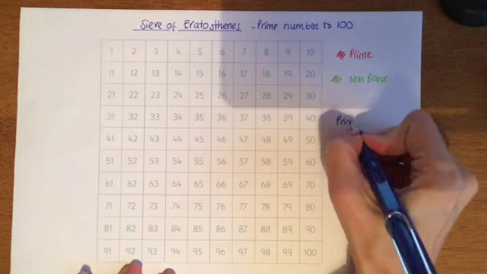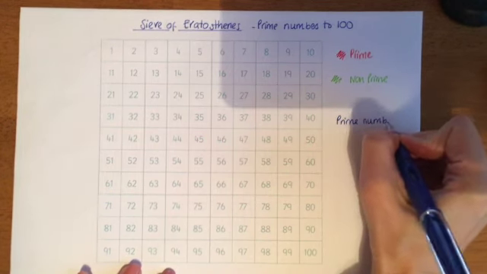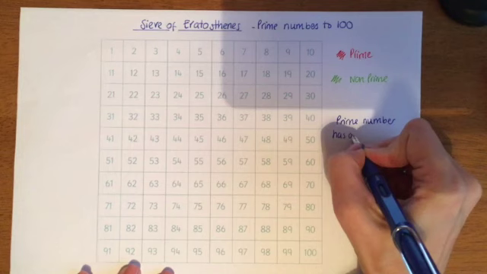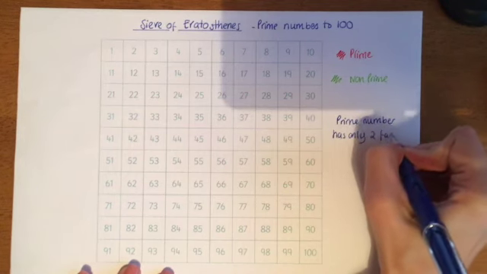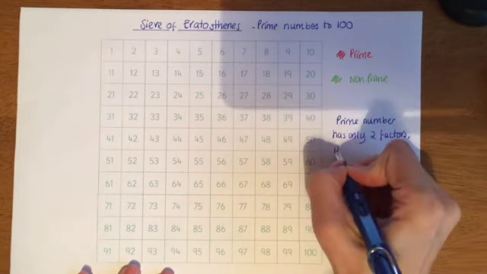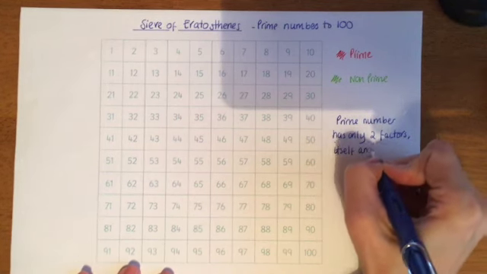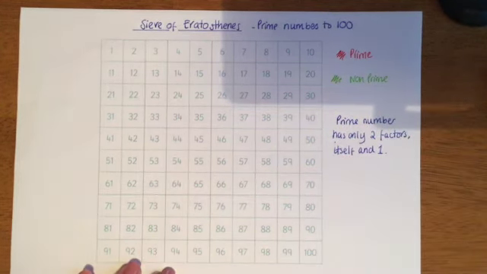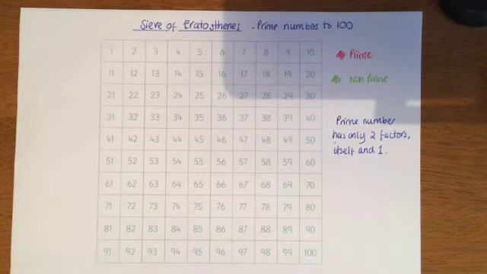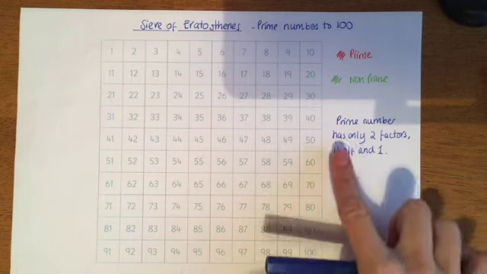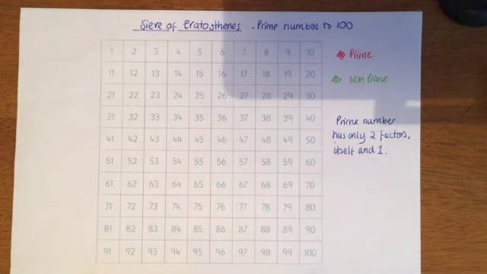Prime number has only two factors, itself and one. So, for example, the number 10 would not be a prime number because yes, it can be divided by one and itself, which is 10, but it can also be divided by 2 and 5. So that doesn't fit in with this has only two factors. It's actually got four factors. Okay, so four numbers that divide into it.